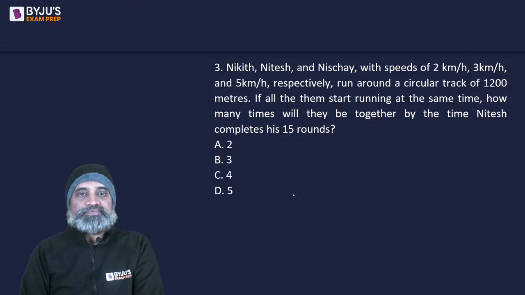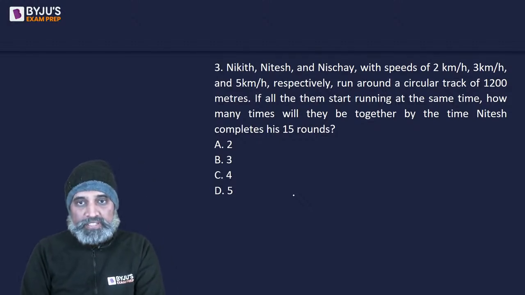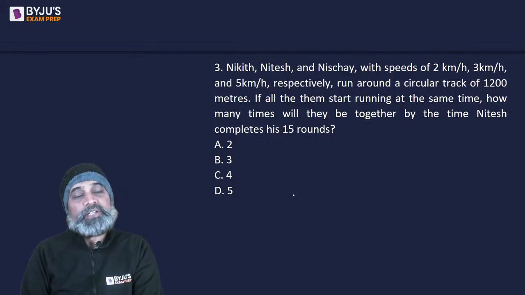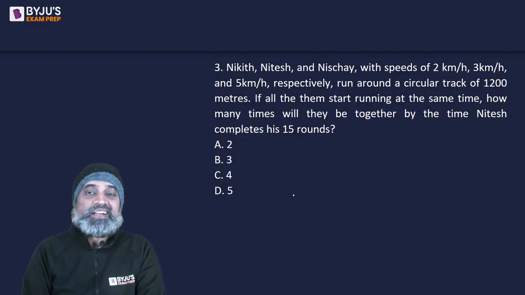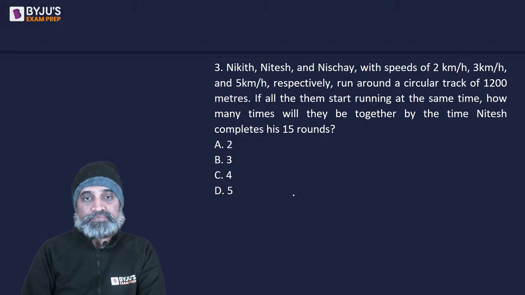Next question. Nikit, Nitesh and Nishchay with speeds of 2, 3 and 5 kilometers per hour respectively run around a circular track of 1200 meters. If all of them start running at the same time, how many times will they be together by the time Nishchay completes his 15 rounds?